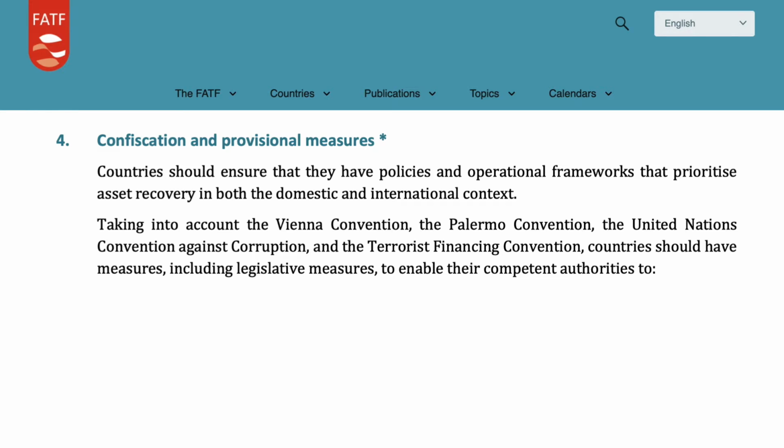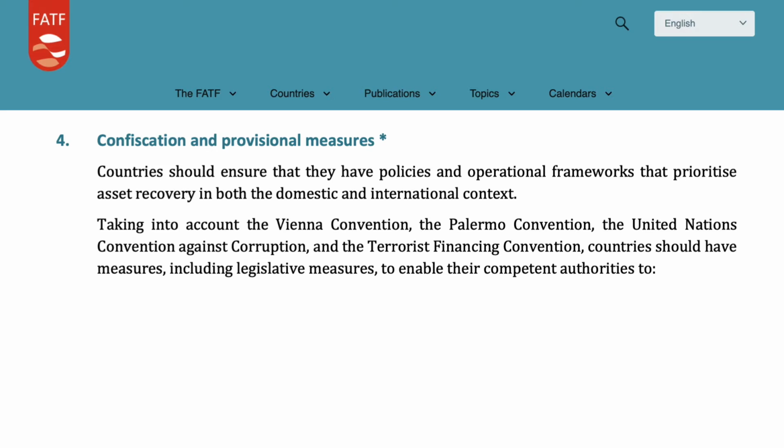Recommendation 4 of the Financial Action Task Force pertains to confiscation and provisional measures related to money laundering activities. Countries should ensure that they have policies and operational frameworks prioritizing asset recovery, both domestically and internationally, in alignment with the Vienna Convention, the Palermo Convention, the United Nations Convention Against Corruption, and the Terrorist Financing Convention.